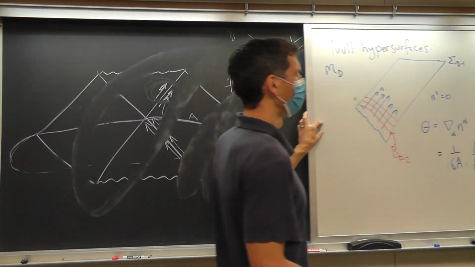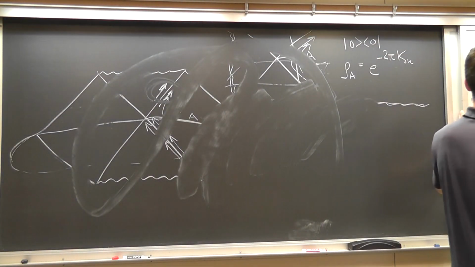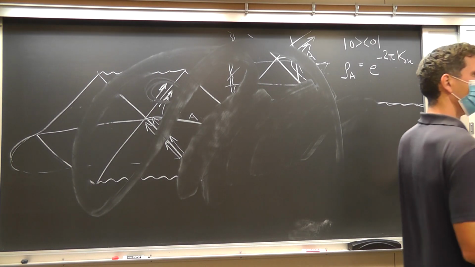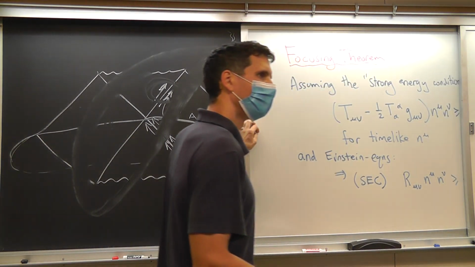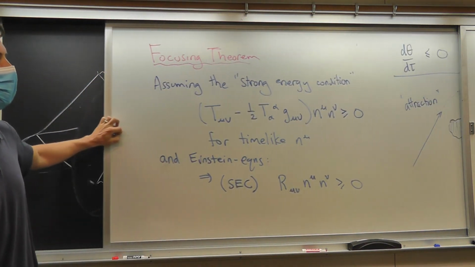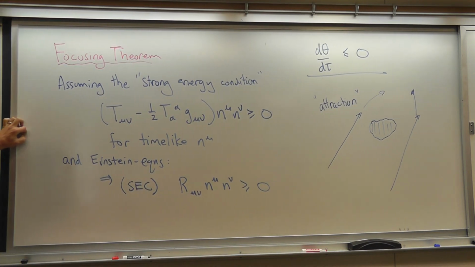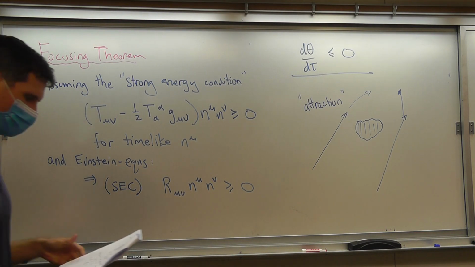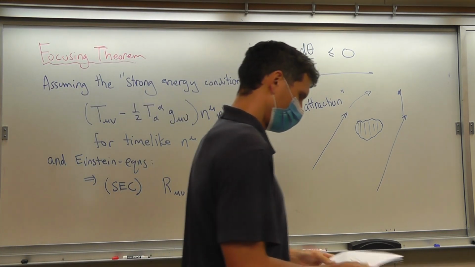So gravitational lensing is always focused. Null, sorry. Gravitational lensing of light going around. Yeah, that's right. So those are like concave lenses.